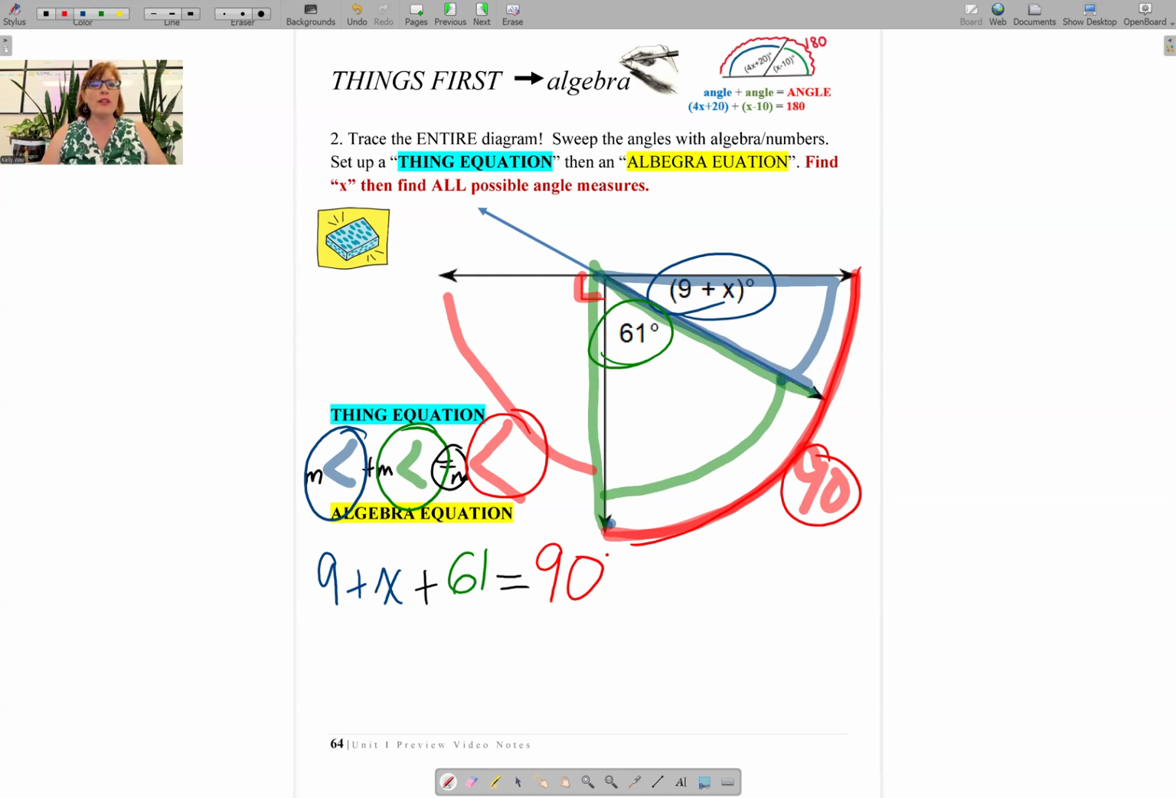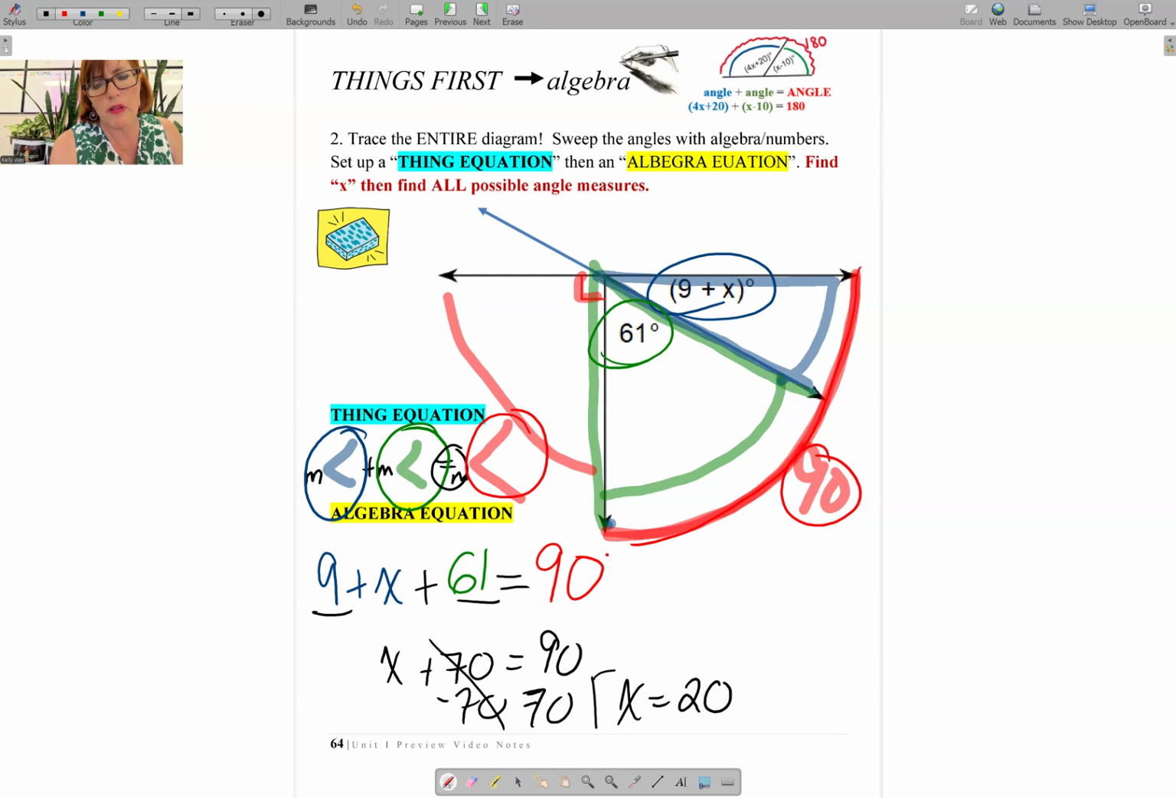So I'm going to give you 20 seconds. I'd like you to do it yourself. No, you may not use a calculator. Use your fingers to count if you need to, okay? Go, 20 seconds. All right. We add these, collect like terms. I have x plus 70 equals 90 minus 70. And of course, x equals 20. Solve for x.